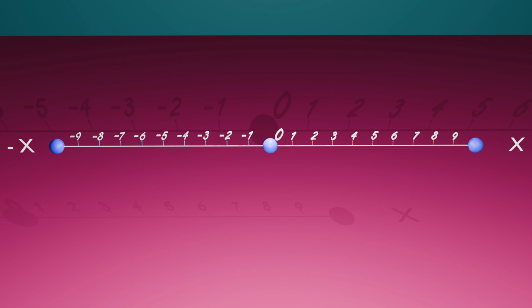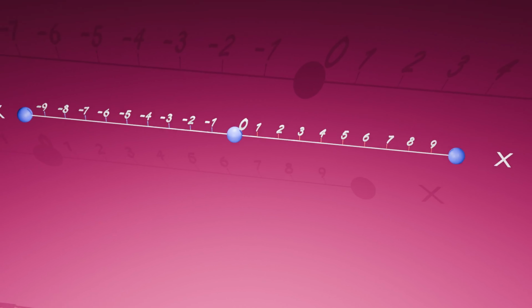Here is one thing to remember. As we move towards right side of 0, the numbers become greater and greater. That means 5 is greater than 1. In the same way, as we move left side from 0, the numbers become smaller and smaller. That means minus 1 is greater than minus 5. Let's learn more about this line.